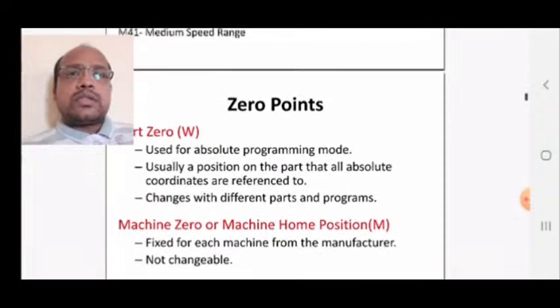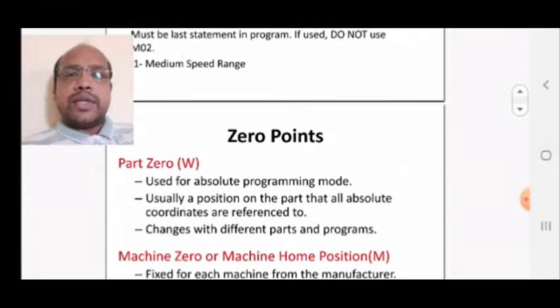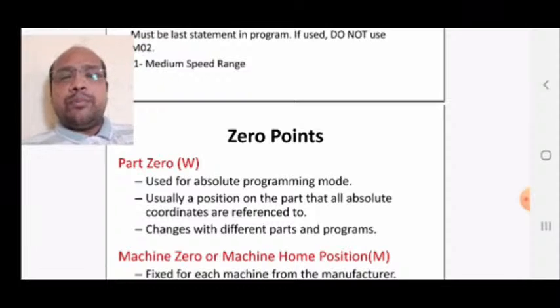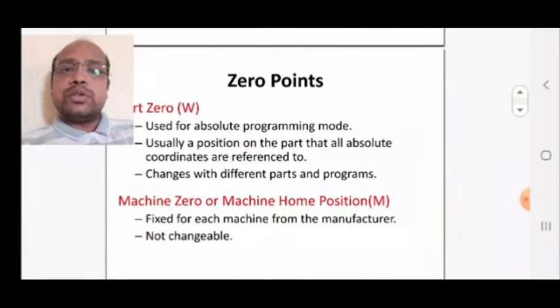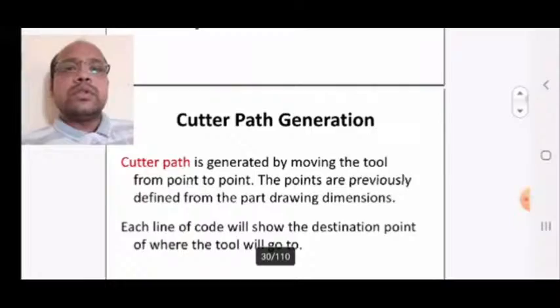Now we will see this part, zero, that is W, used for absolute programming mode. Usually a position on a part that all absolute coordinates are referenced to. That is, whenever you write a G28 code, you have to define a machine zero position by using U0, V0 and W0 codes. In the same way, these zero points are very important to return the tool to its original position. That is machine zero or machine home position that I told you.